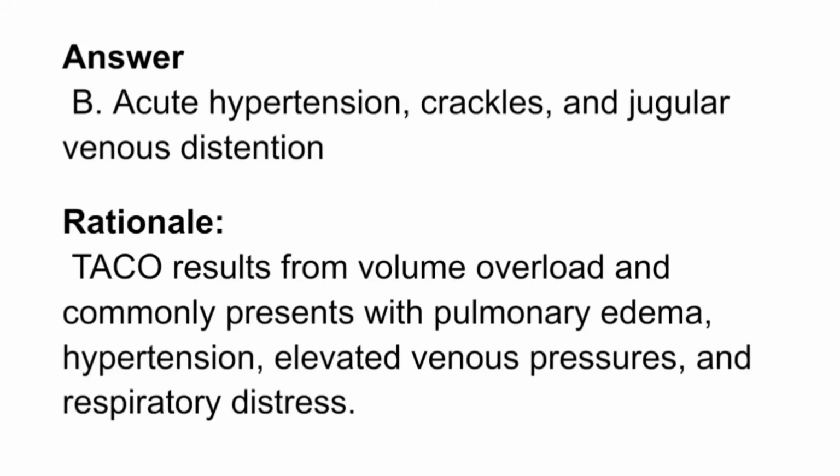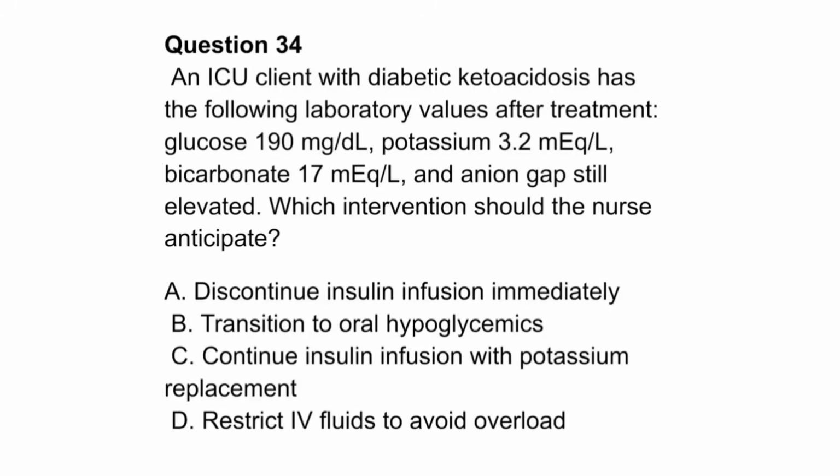Rationale: TACO results from volume overload and commonly presents with pulmonary edema, hypertension, elevated venous pressures, and respiratory distress. Question 34. An ICU client with diabetic ketoacidosis has the following laboratory values after treatment: glucose 190 milligrams per deciliter, potassium 3.2 milliequivalent/L, bicarbonate 17 milliequivalent/L, and anion gap still elevated. Which intervention should the nurse anticipate?